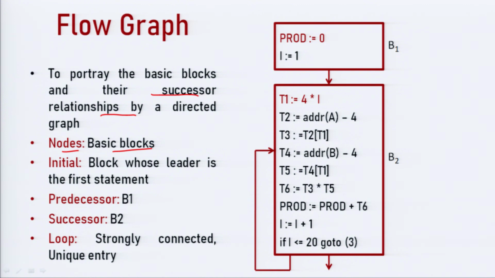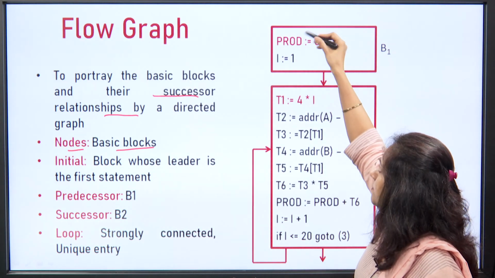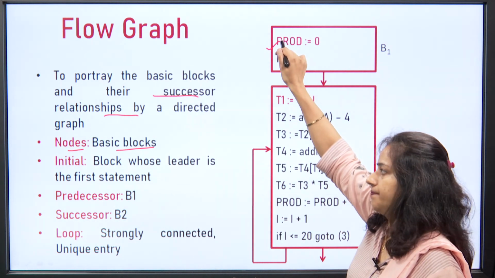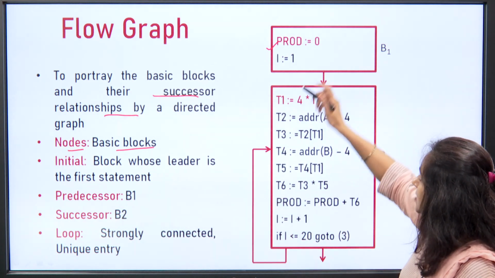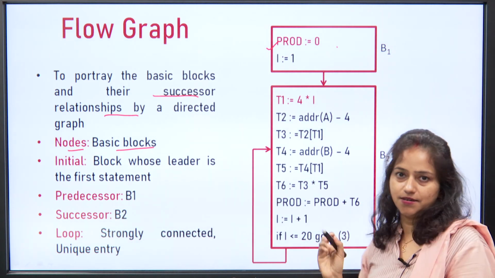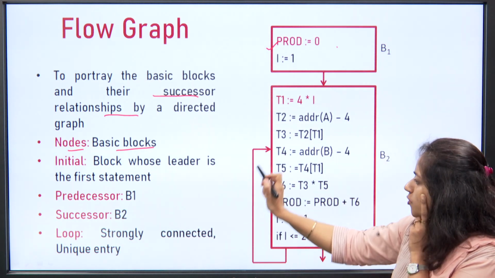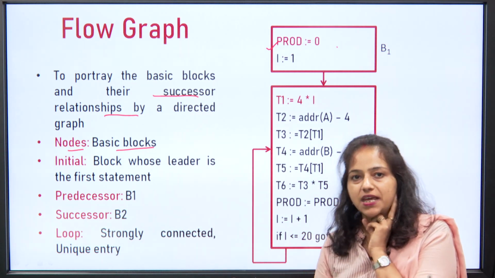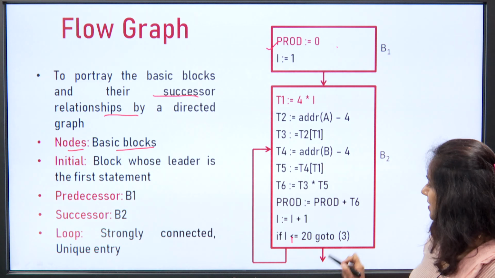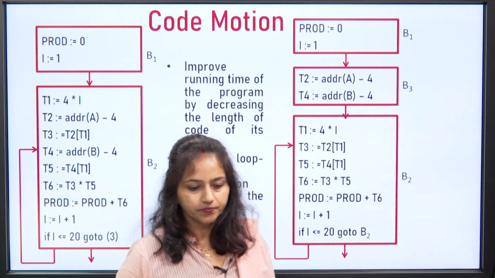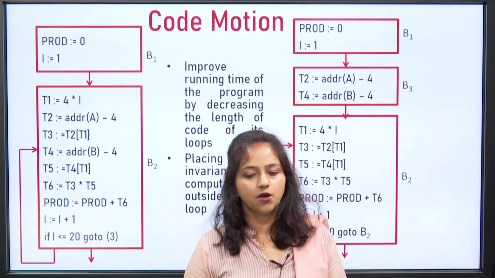Every directed flow graph will have an initial state. The initial state is the block that carries the first statement of the program. So, this is the initial state. Now, here this is the predecessor and this is the successor, this is the relationship between the nodes in the graph, and here we have this loop. A loop will be strongly connected and have a unique entry. So, this is the loop and this could be the end of the program or maybe going to another block.